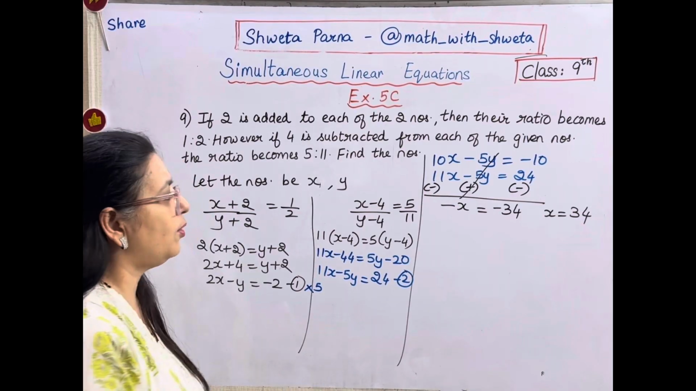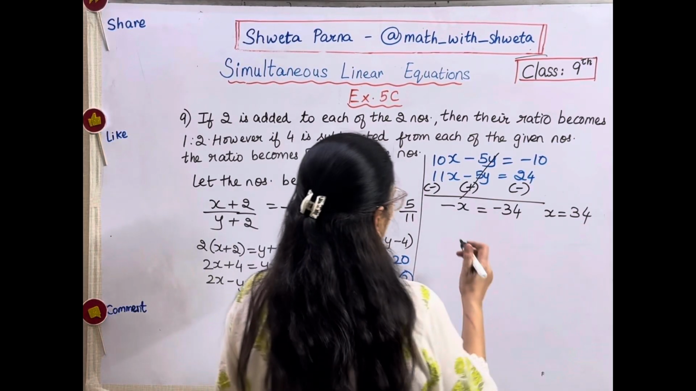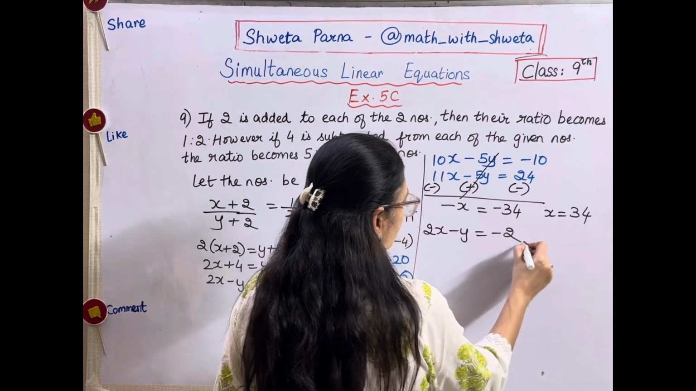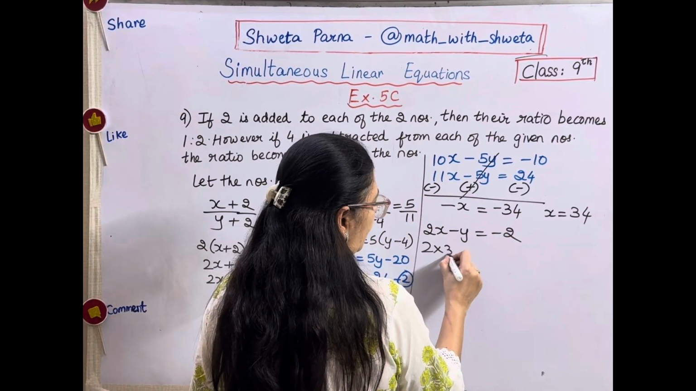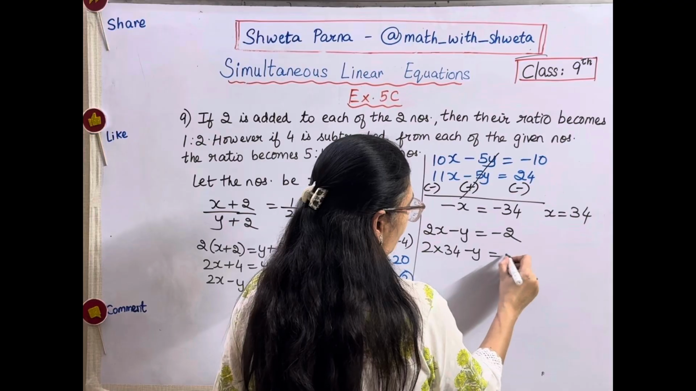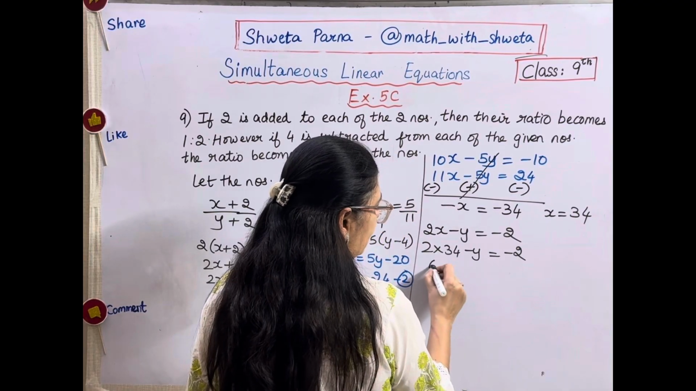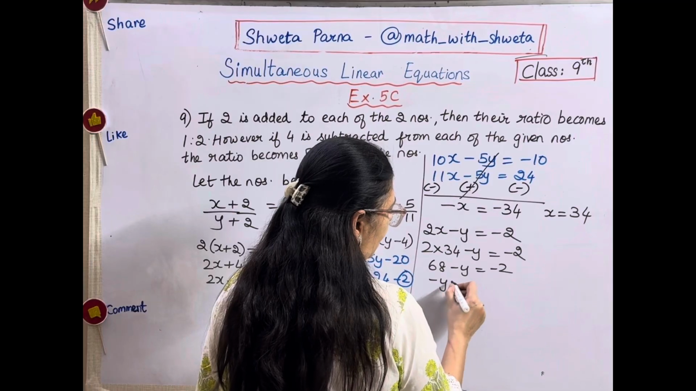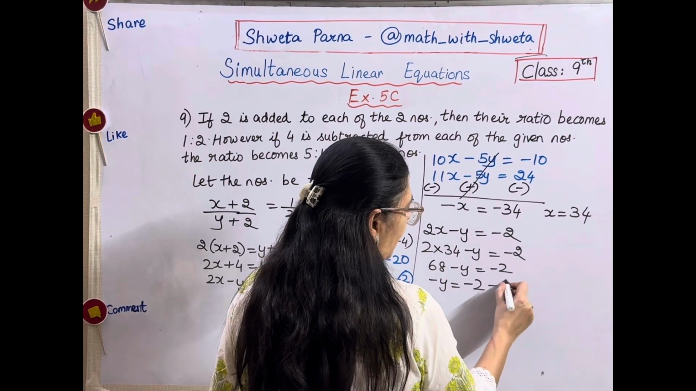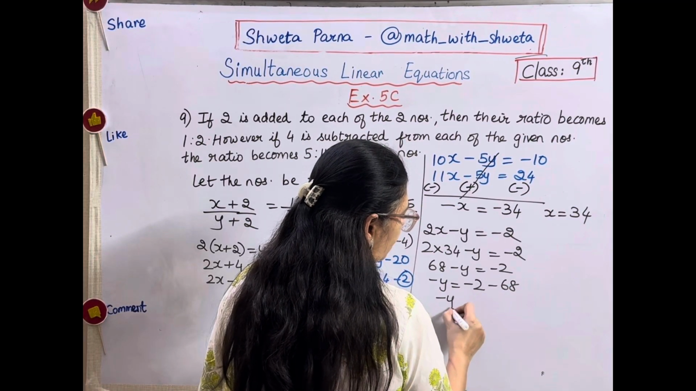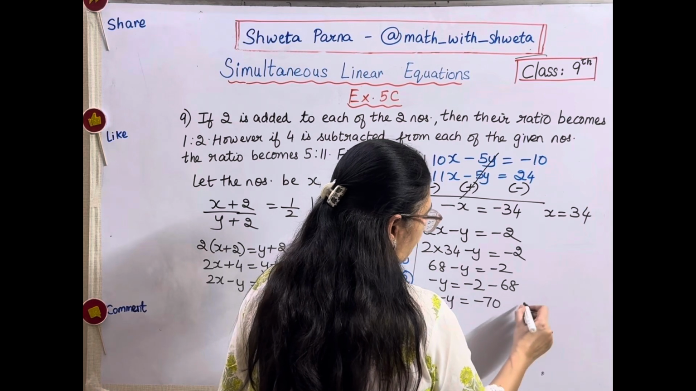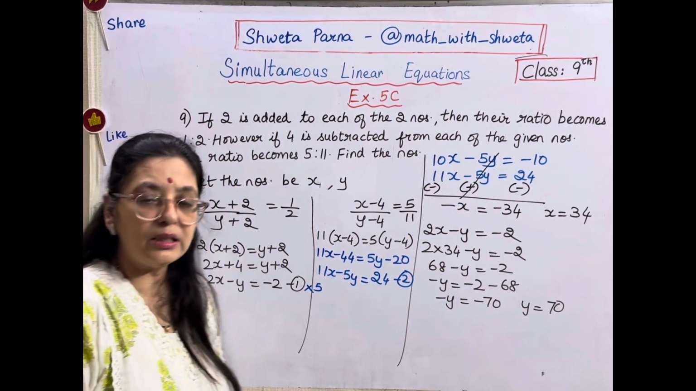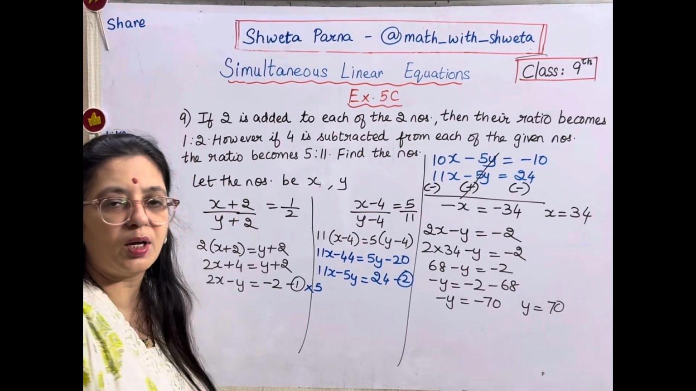Now let's find y. Any equation you substitute, say 2x minus y is equal to minus 2. So 2 into 34 minus y is equal to minus 2. 68 minus y is equal to minus 2. So minus y is equal to minus 2 minus 68, minus y is equal to minus 70. So y is equal to 70. Just read the question properly and frame the equations.